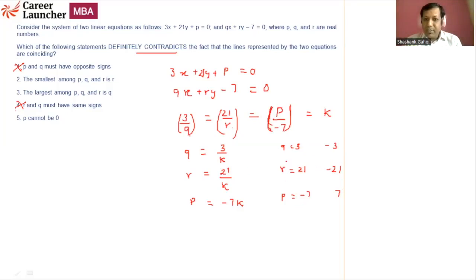So in the first case, R is maximum, P is minimum. In the second case, R is minimum, P is maximum. But Q is neither maximum nor minimum. So the smallest among P, Q, R is R. That may be true, definitely not false. The smallest among P, Q, R is Q. It is definitely false, because in both the cases Q cannot be the largest, and it can't be the smallest, and this definitely contradicts the statement. So my answer to this question is going to be option 3.